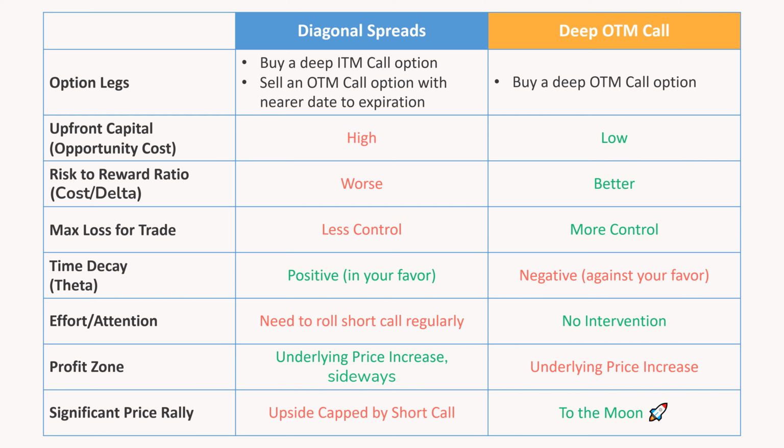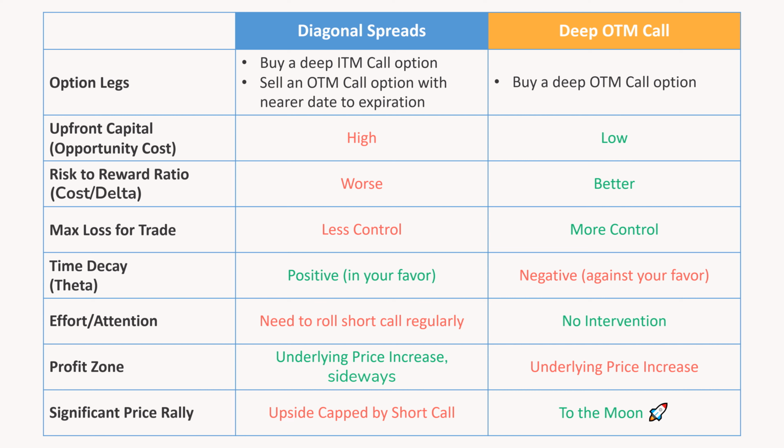For the time decay, the diagonal spread definitely has an advantage because of the nearer dated short call that you sold, which compensates for the time decay of the long call. But for the single out of the money call, you are essentially racing against time where theta is working against your favor. So coming to the amount of effort required to monitor the trade, diagonal spreads will definitely need a lot more attention because you will need to time and roll your short call regularly and correctly. But for the out of the money call, it requires no intervention.